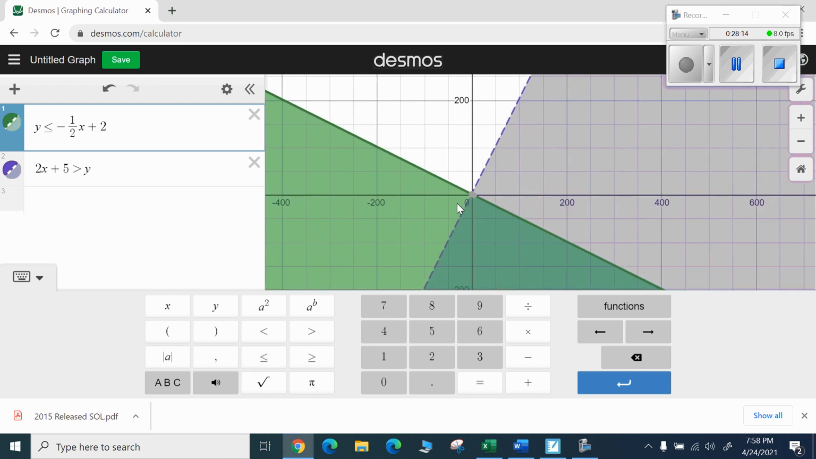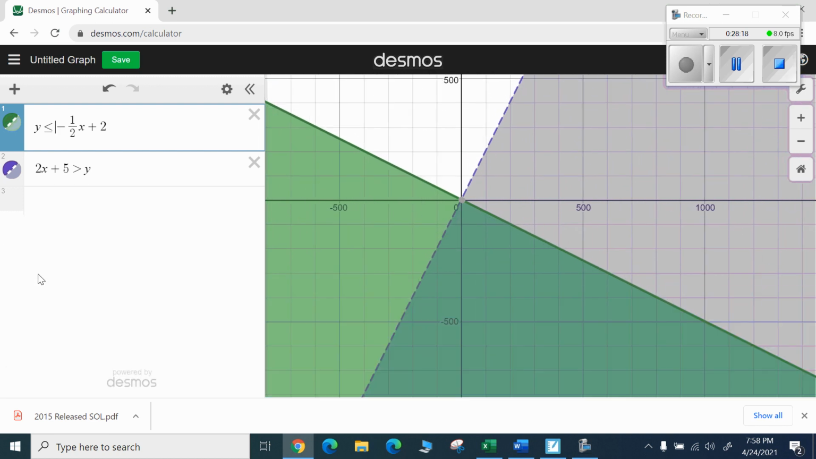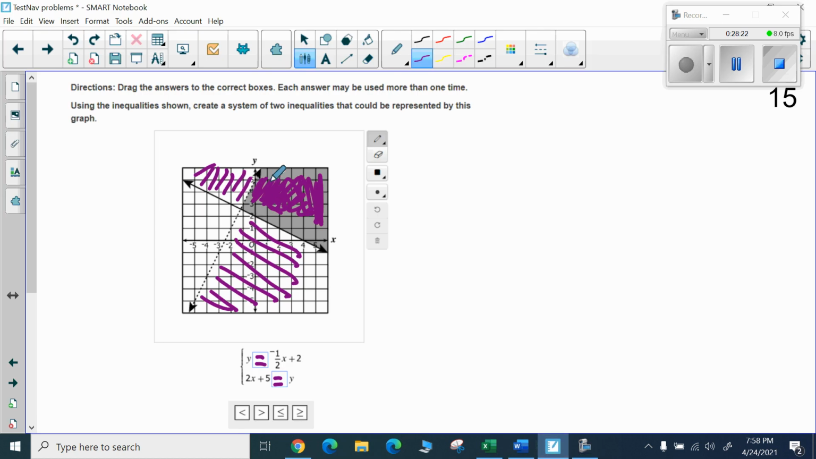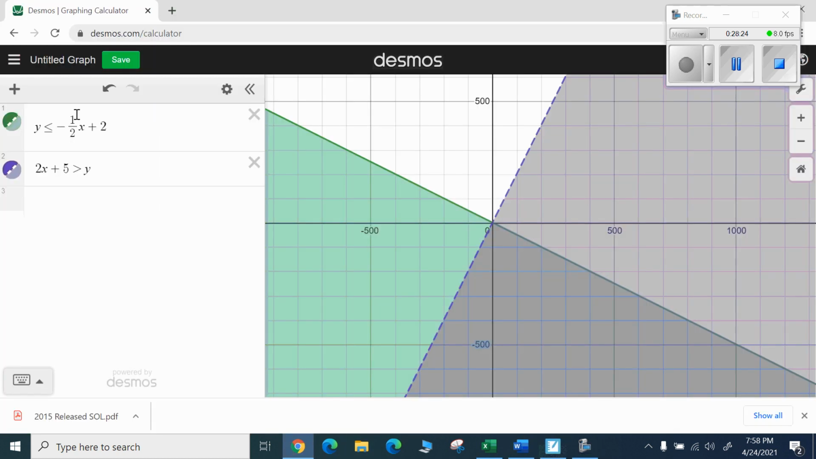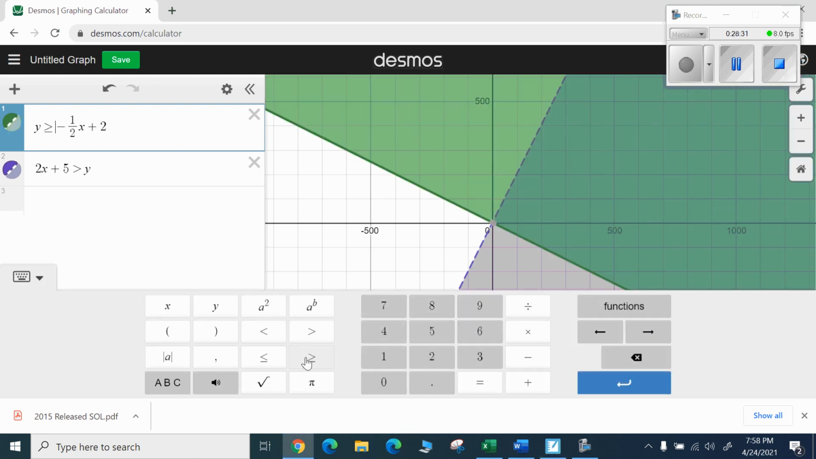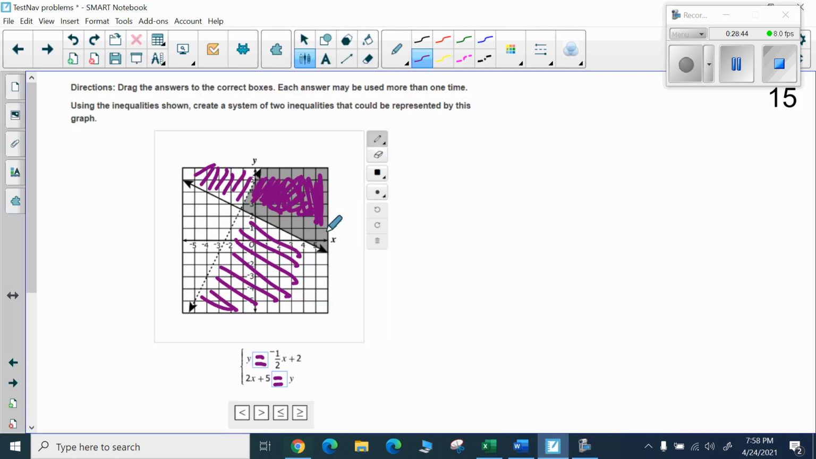Let me zoom this away so you can see a little bit better. Let me move that. There we go. Okay, this is shaded on the bottom, but I want mine shaded up on the top. So that means I need to switch that to greater than or equal to. Let's make that here. All right. So I have this area right here where the purple and the green overlap. That is the solution set, and that matches what I have right here.